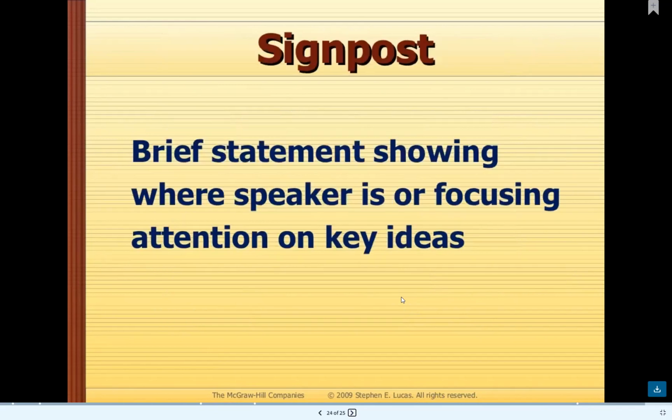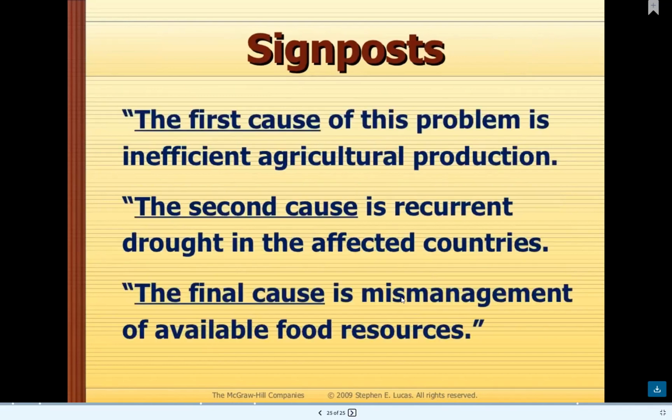Now we have the next one, which is almost the last one. The heading is signpost, which is a brief statement showing where the speaker is or focusing attention on key ideas. Through the signpost, we understand what point the speaker is talking about and what point he is focusing his attention on. Let's have a look at the example.